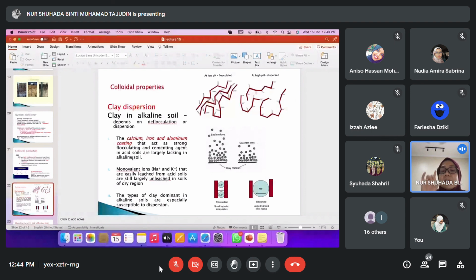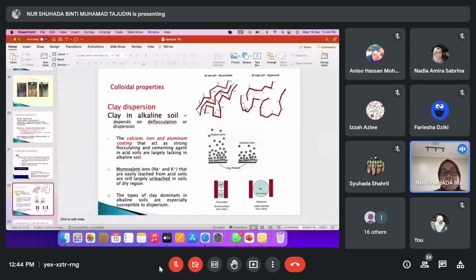We call these monovalent ions. These monovalent ions are easily leached from acid soils but still largely remain unleached in alkaline soil. So the types of clay dominant in alkaline soils are especially susceptible to dispersion. When soils are said to be dispersed, it means the soil structure is not good.